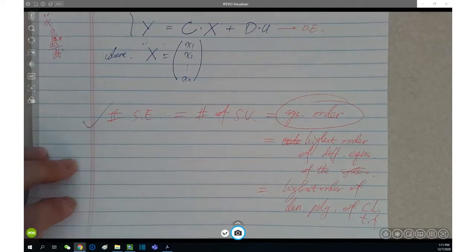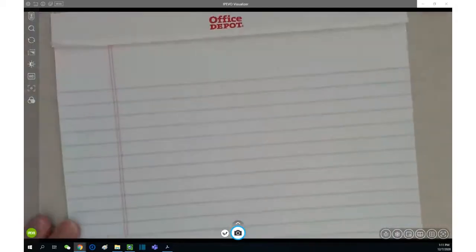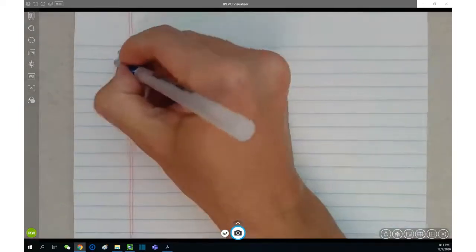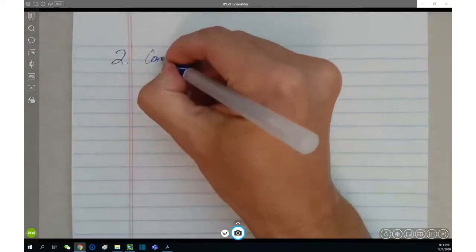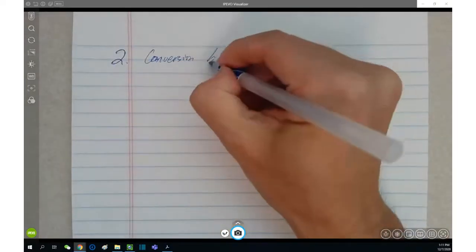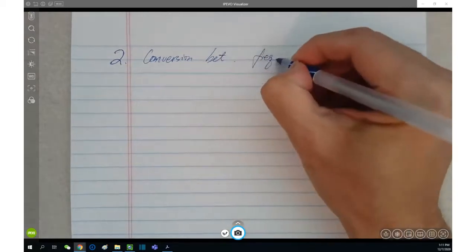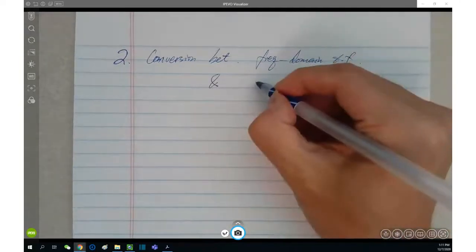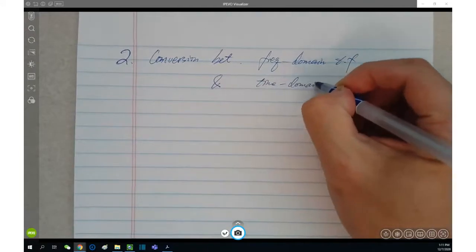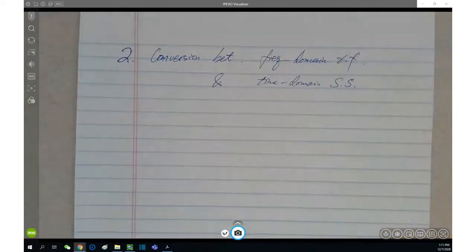All right, these are the basics we need to review. And now let's learn the things we really need to do some calculations on, not a surprise, saying that will be assessed in the upcoming exam. What we're going to learn is actually conversion between the frequency domain transfer function and time domain state space.